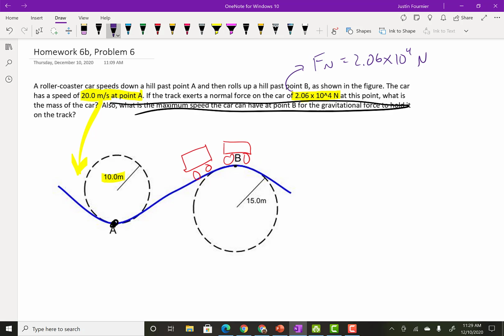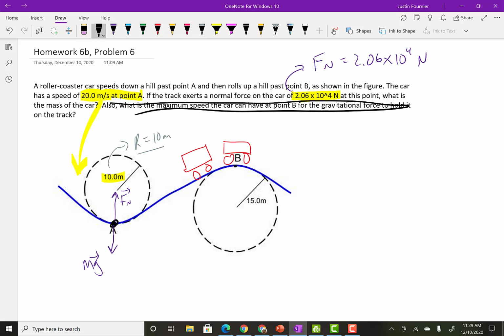I'm going to start with drawing a free body diagram of the forces acting on the car. If the car is down here, I'm going to have weight pulling it down, and then I would also have the normal force pointing up. Like we saw in class, the normal force has to be bigger because it's accelerating upward, moving in a circular shape. I also know that the radius is 10 meters. They give me that there.